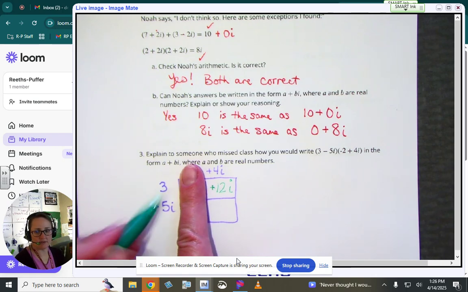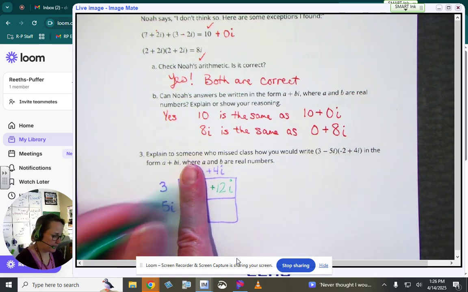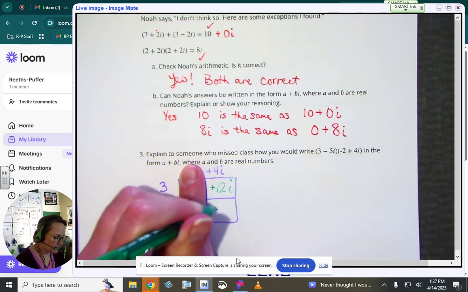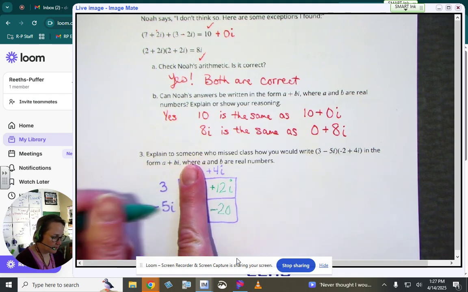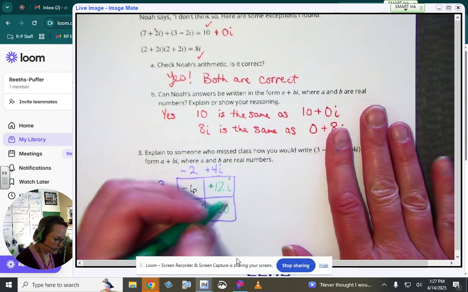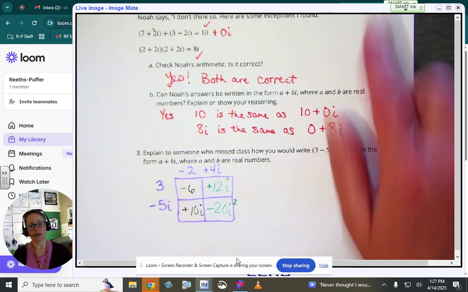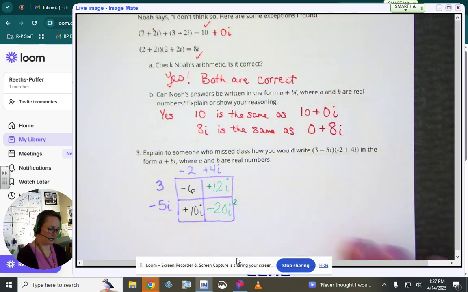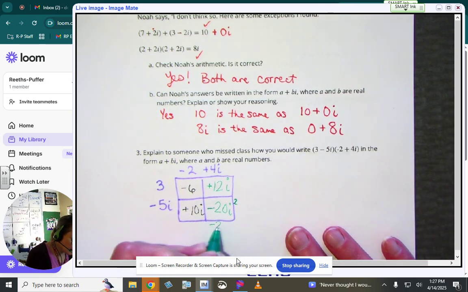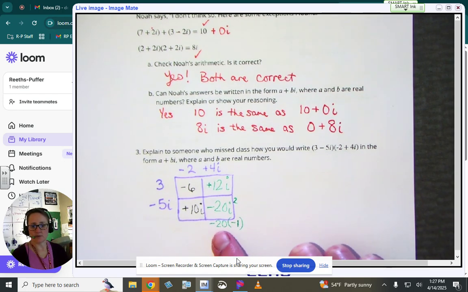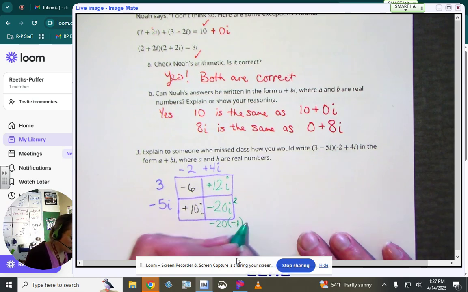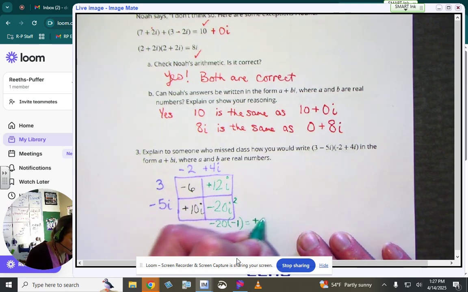Negative 5 times a positive 4 is a negative 20. i times i, well, now I have two i's, so I have i squared. And just like up on top, i squared is negative 1, and negative 20 times negative 1 equals a positive 20.